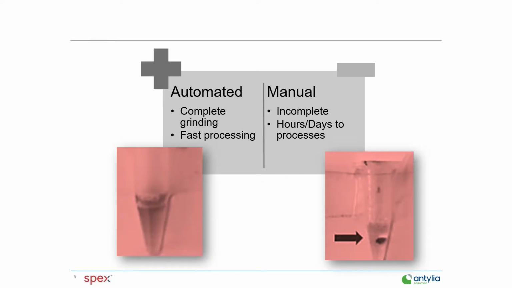When you look at automated processes for molecular biology, you'll see that an automated process gives you complete grinding and very fast processing, as opposed to manual processes, which in our experience can sometimes leave incomplete grinding. You can see the pellet that's still there in our sample on the right. Manual processes can take hours to days, whereas if you automate the system properly, you can do many steps in your automation, so you reduce the time that you spend processing samples.